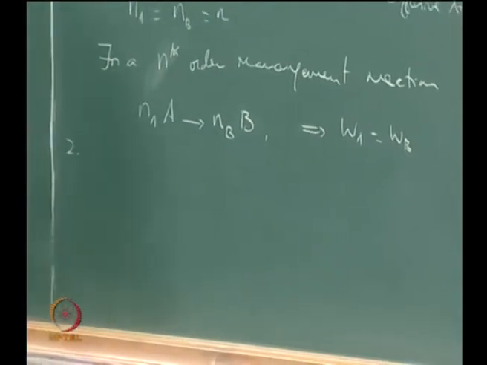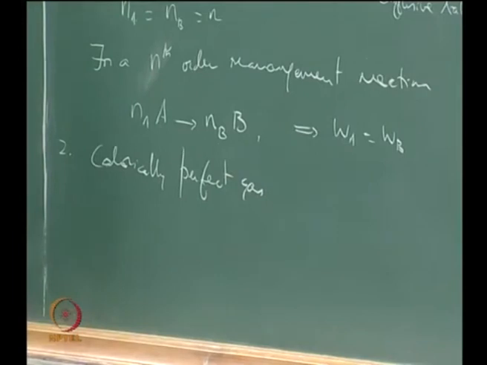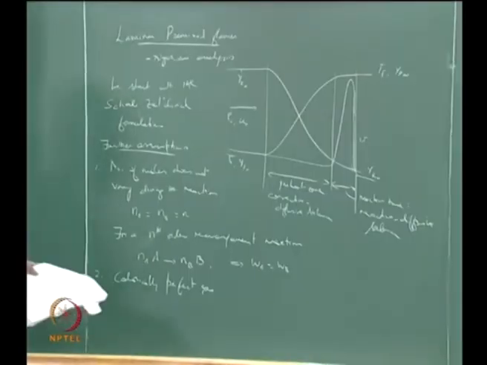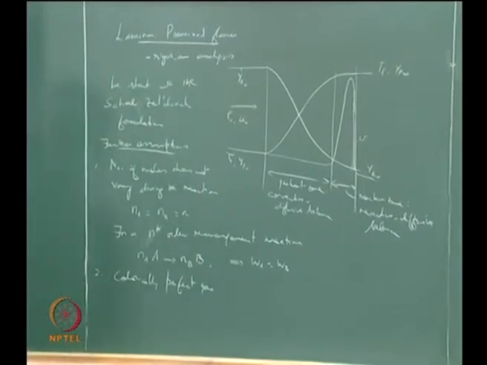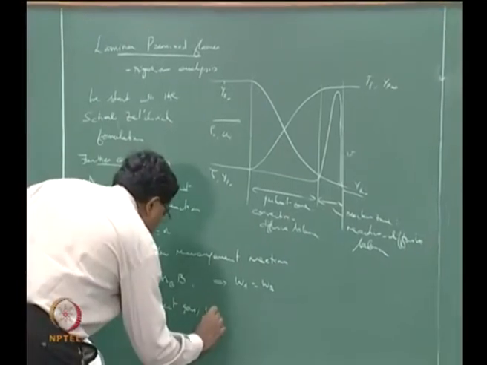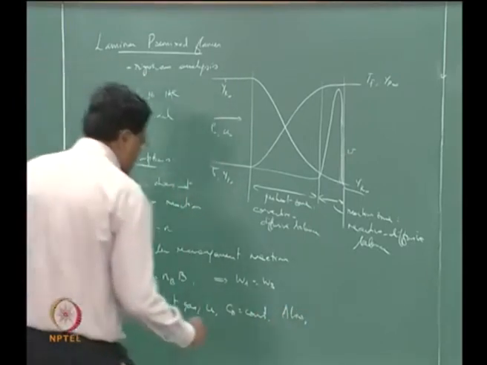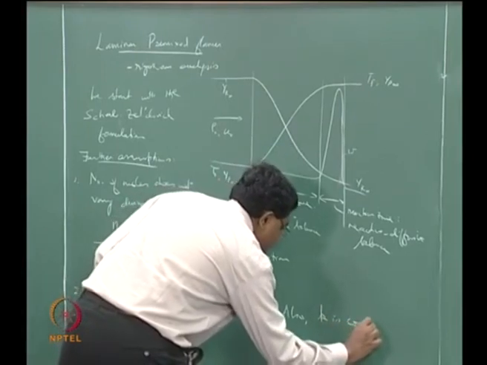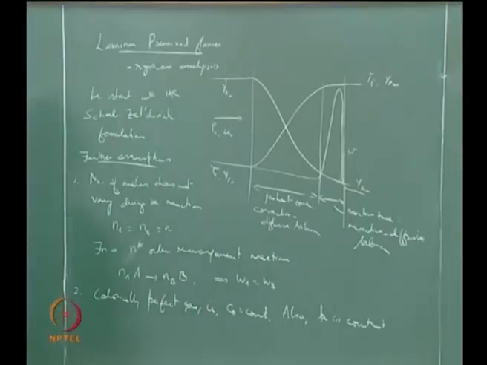Second, we assume a calorically perfect gas. Now notice that we did not make this assumption as part of the Schwab-Zeldovich formulation. We could still deal with the integral from T reference to T of Cp dT in the case of Schwab-Zeldovich in general. That means you could assume a temperature varying specific heat, but here we make a calorically perfect gas assumption, that is Cp equal to constant. Also essentially we are saying all thermal properties are constant, so let us assume that the thermal conductivity K is a constant as well.